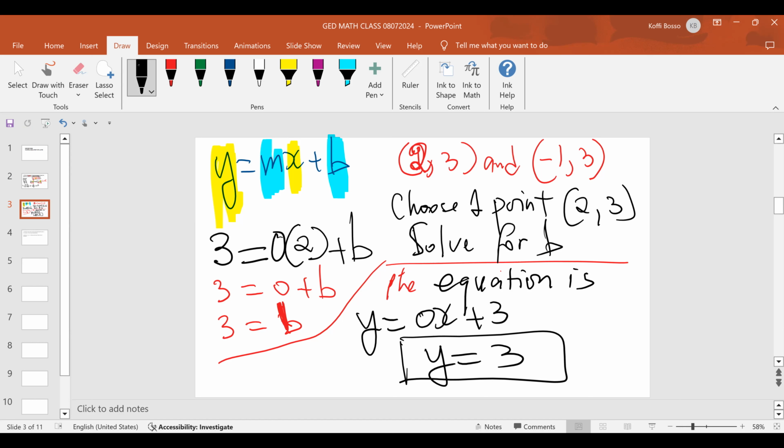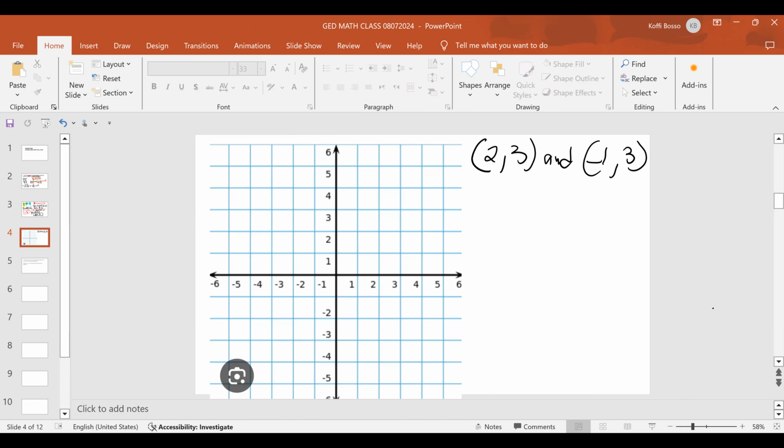Now, let me explain something to you. Every time you find the slope is 0, that means what? The line will have the equation y equals the b value. That's it, because the slope is 0, so the x part is gone. 0x is 0. So your equation will be just y equals the y-intercept. And that y-intercept will be what? The y value of the point you choose. That's it. Let's plot the points.